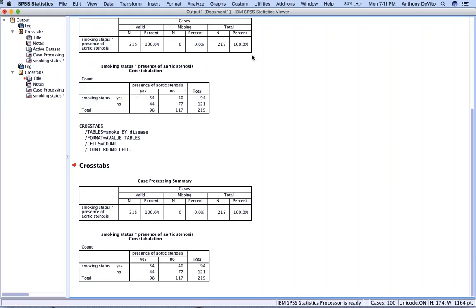So this might be maybe a population of people that are going for follow-up testing after some preliminary screening or something like that, and it's suspected they might have it.